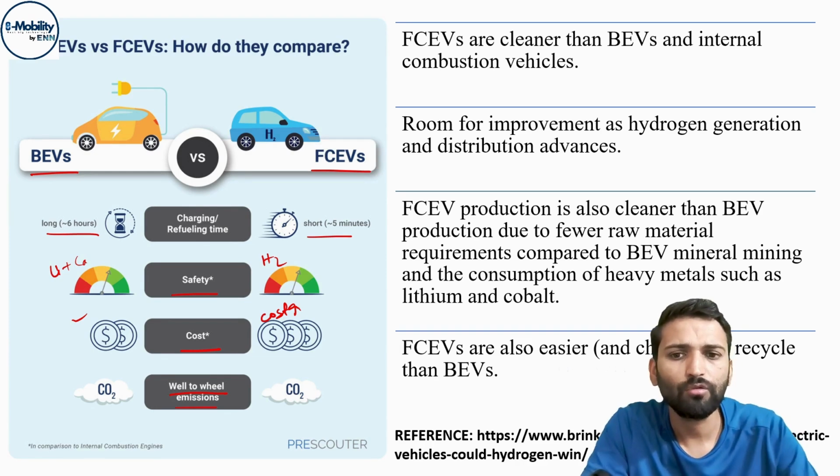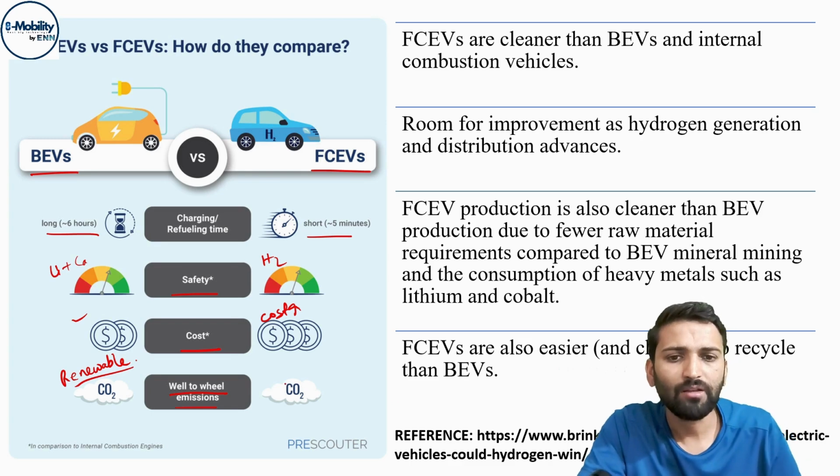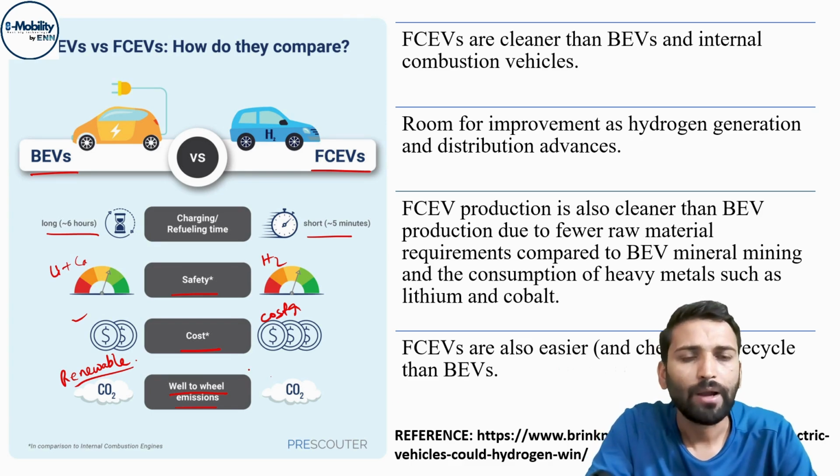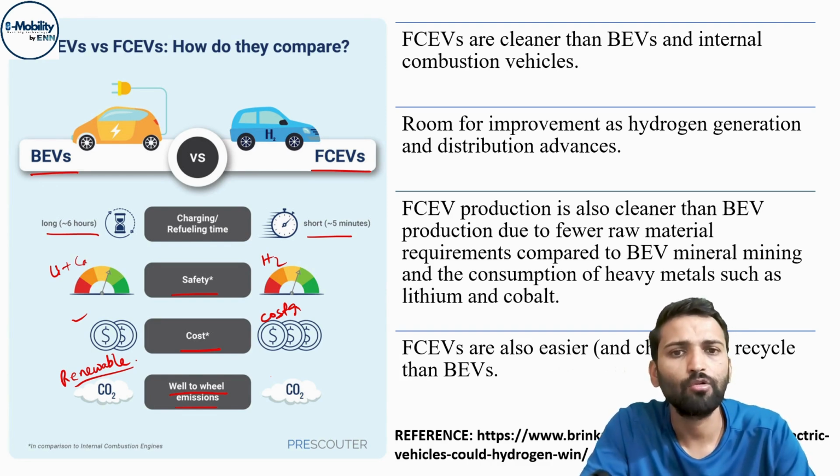If the source of energy is renewable, we say that the CO2 emission will be very minimized. In case of hydrogen vehicle, if hydrogen is being generated through a green hydrogen plant, then we say that it is creating less pollution. But if the source of hydrogen production is itself polluting, then we cannot say that it is 100% sustainable or 100% pollution free.